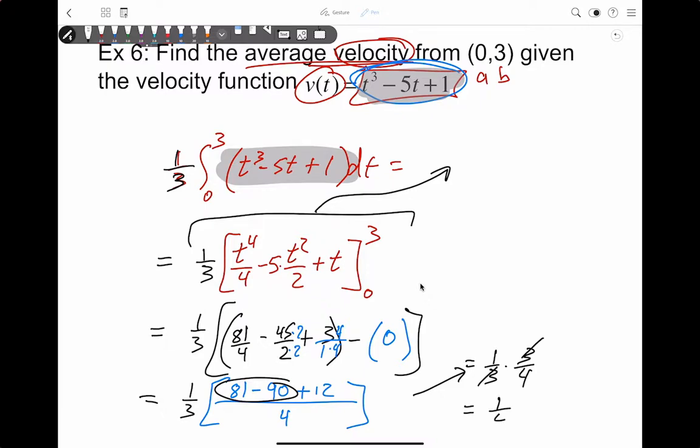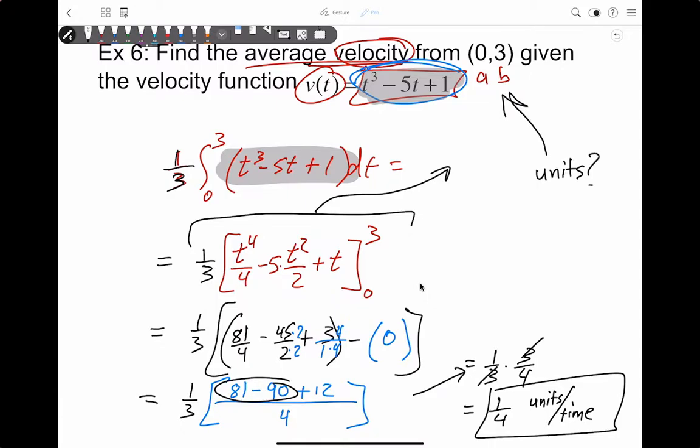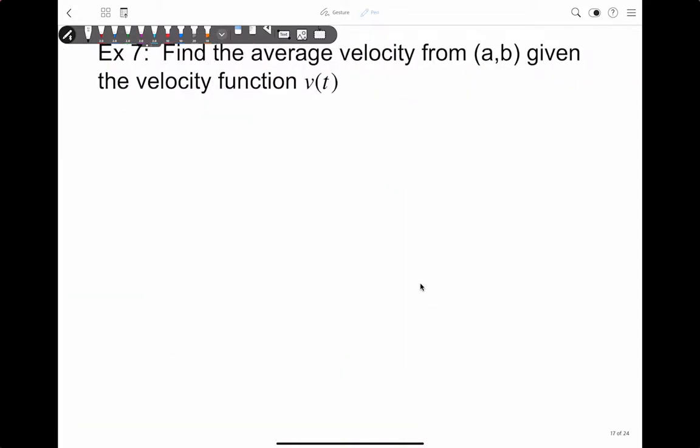So the average velocity is going to be units per time, because that's the default unit of measure when we're dealing with velocity. And since we weren't given any units in our problem, we're not, again, going to put feet per second or anything like that.